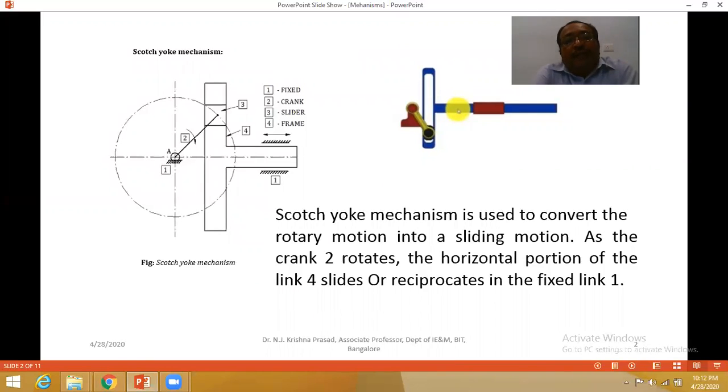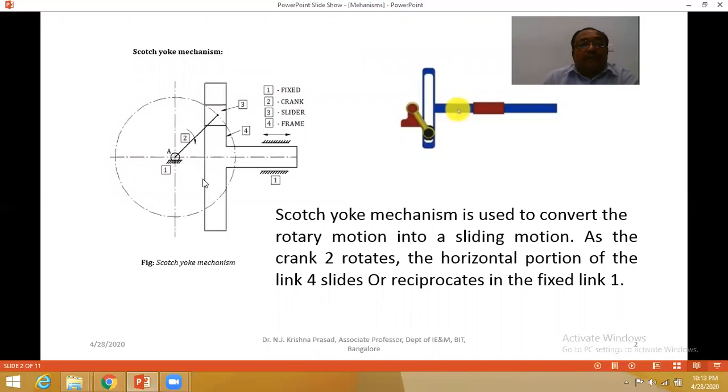The elliptical trammel is a device which is used to draw an ellipse. Next, the second inversion is the Scotch yoke mechanism. The Scotch yoke mechanism is an inversion of the double slider crank chain. It has two turning pairs and two sliding pairs.